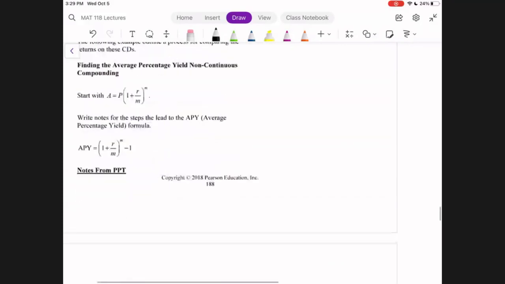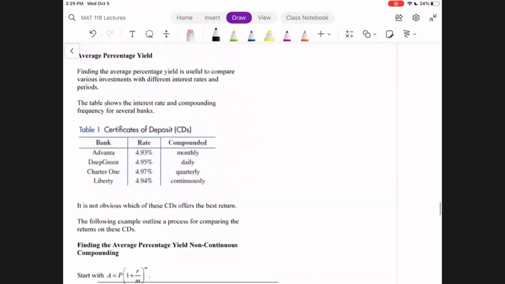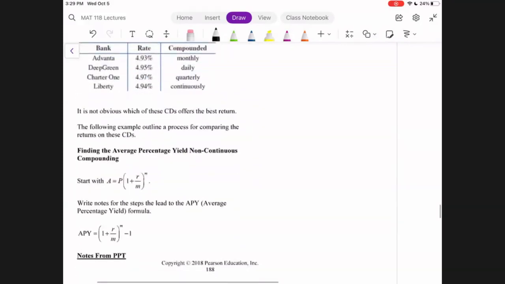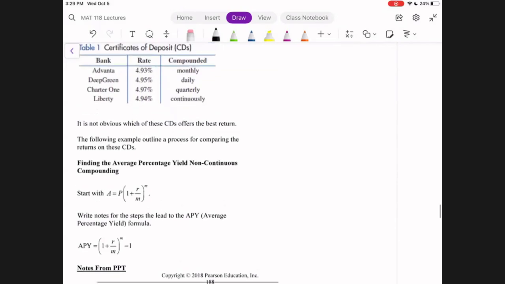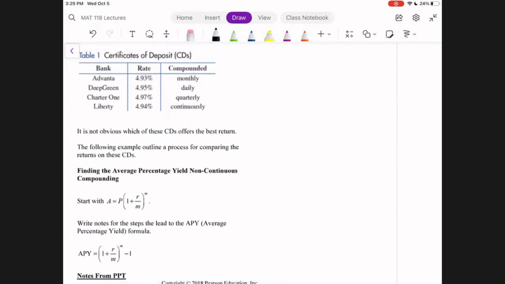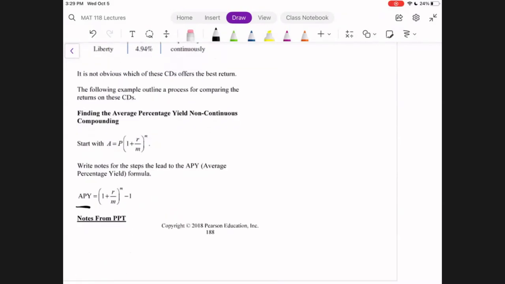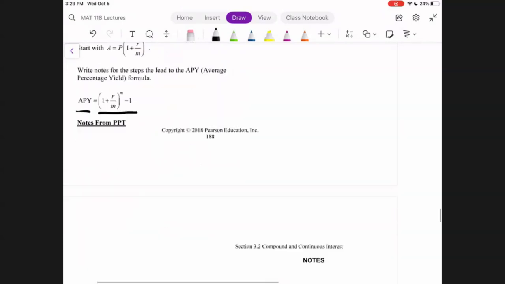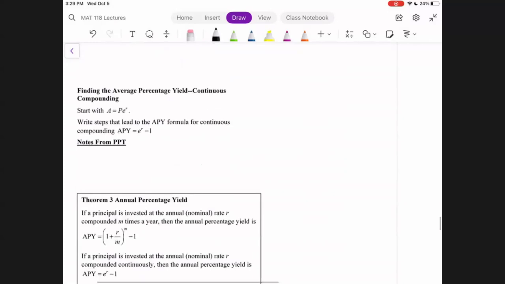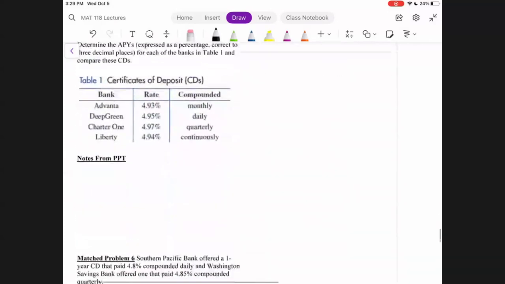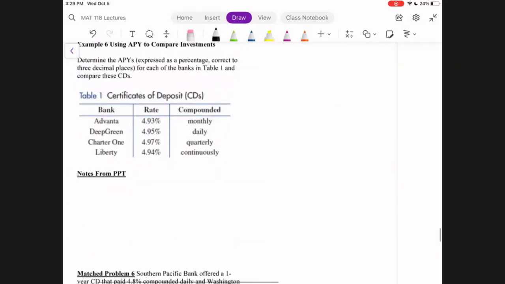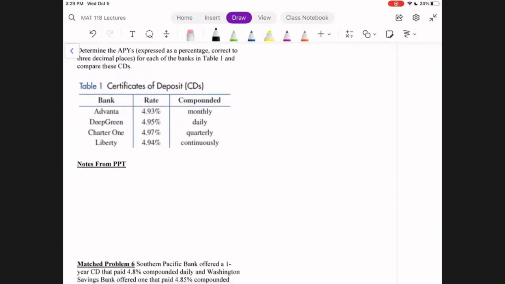So this last part here deals with just annual percentage yield. And all of this is if you have various companies at different rates, at different compound periods, how do you actually compare all of them? Well, you calculate the annual percentage yield. That's just using this formula here. And you have one also for compound continuous. Okay, so let's look at this example 6, and this will conclude the video after this.